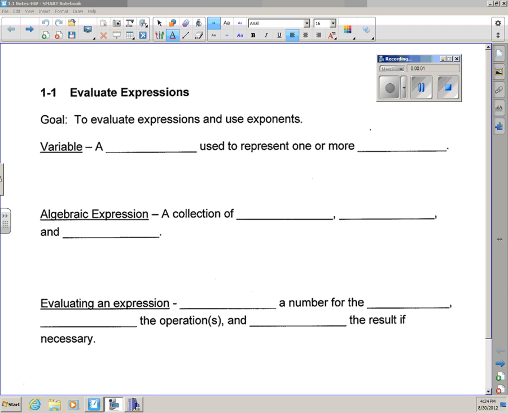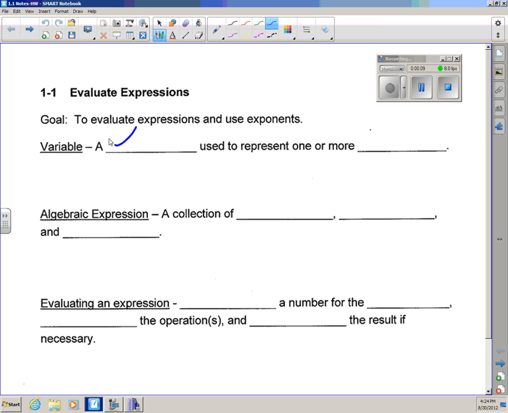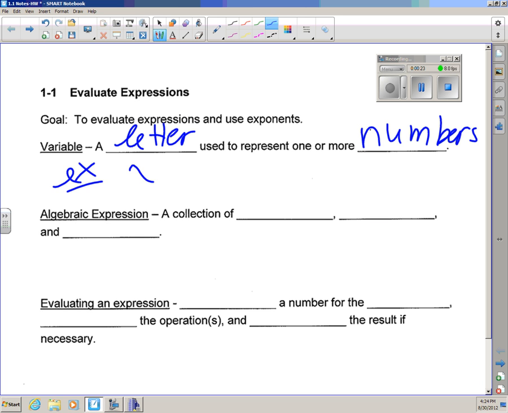Okay, so for today's lesson, we are going to be evaluating expressions. These are things that you should remember from last year. A variable, I think you know, is just a letter which is used to represent one or more numbers. Obviously, any letter will do, but in algebra, we tend to really focus on letters like X. Usually X's are used a lot, Y's are used a ton. You guys sometimes tend to use the N's. All of those are fine.